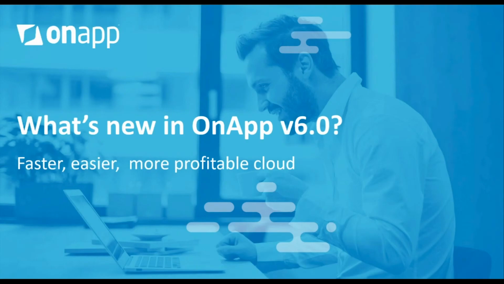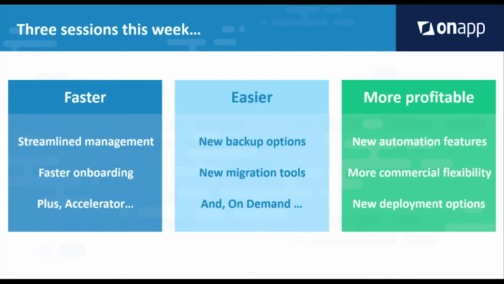So I'd like to move on now to what's new in OnApp version 6. With OnApp version 6, your cloud is faster. We focus on improving onboarding time, speeding lead to cash, and automating day-to-day cloud management, so your cloud delivers a better customer experience. OnApp version 6 also includes Accelerator, which means OnApp clouds automatically accelerate web content, so websites run faster in OnApp clouds.